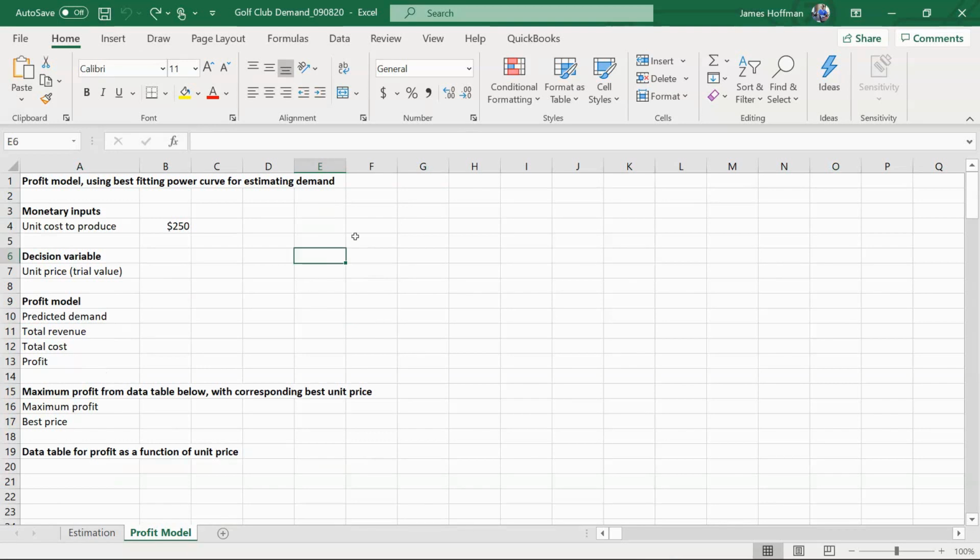All right. So we're on the profit model, and we need to insert 4 rows. To insert 4 rows, let's select 4 rows that are in the numbers, like this. So we're going to select rows 2, 3, 4, and 5. Just grab it with the mouse and drag it down.